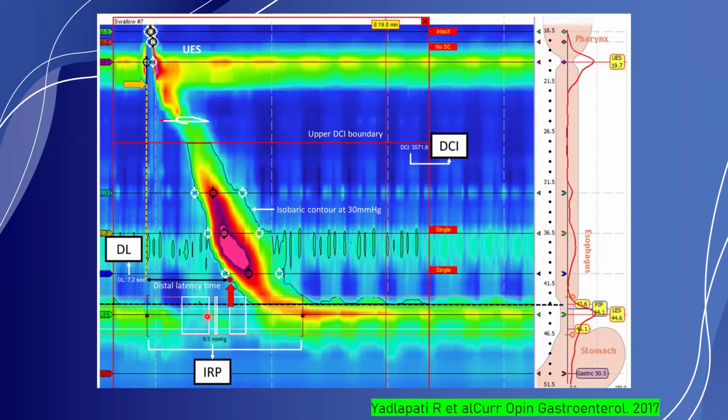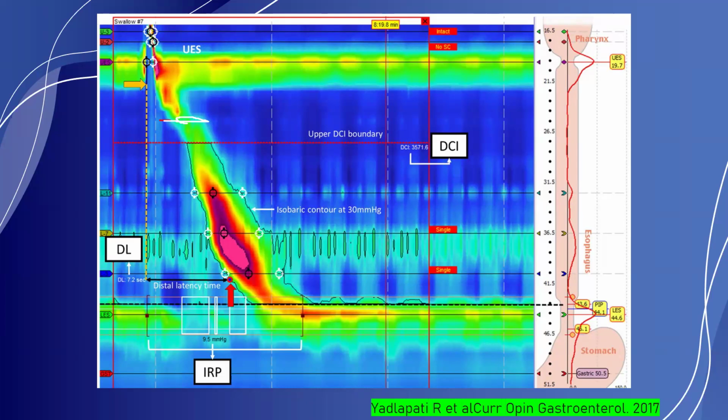This is denoted by about 4 seconds of lower esophageal sphincter relaxation. So as we can see, this is the normal high resolution manometry. There is a 30 mmHg isobaric contour which depicts that the peristaltic wave is effective.